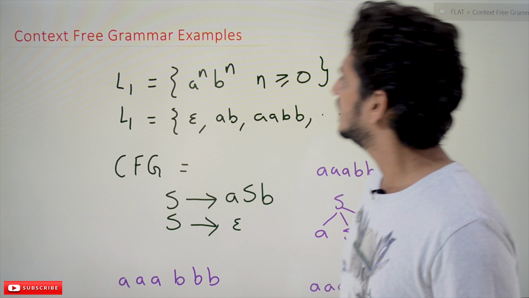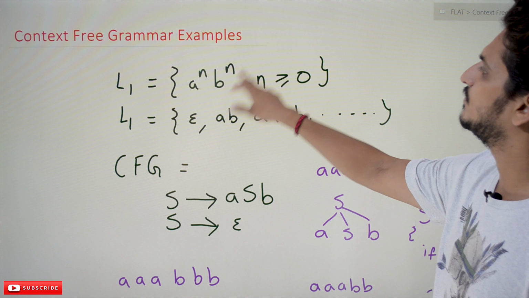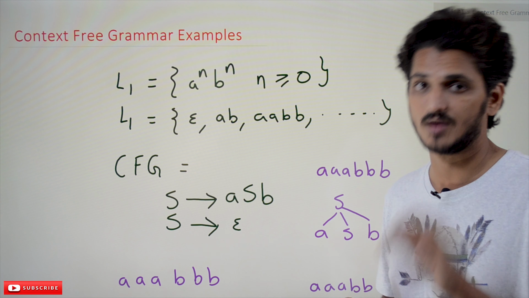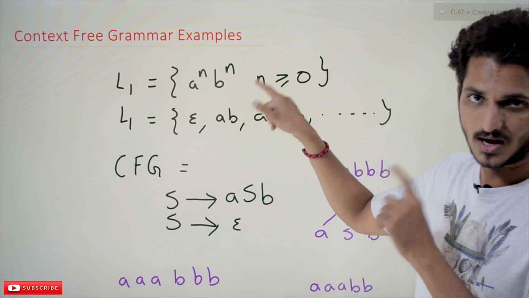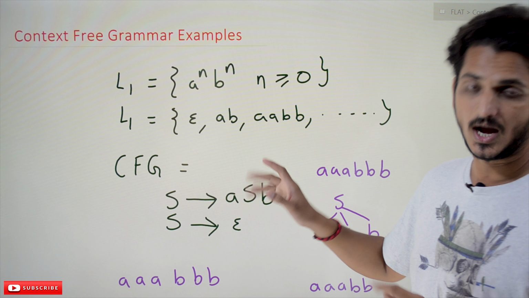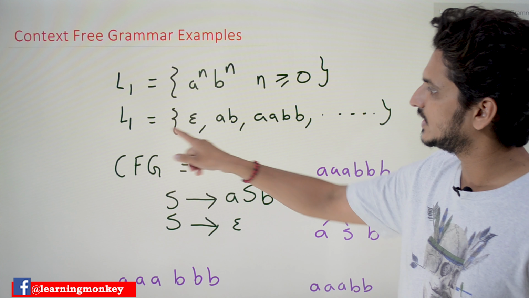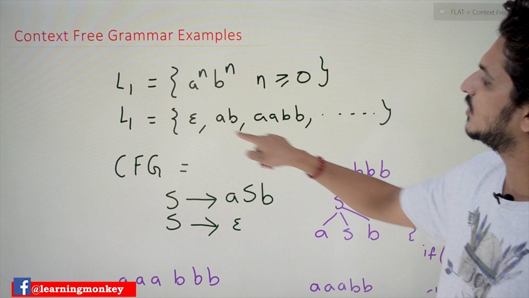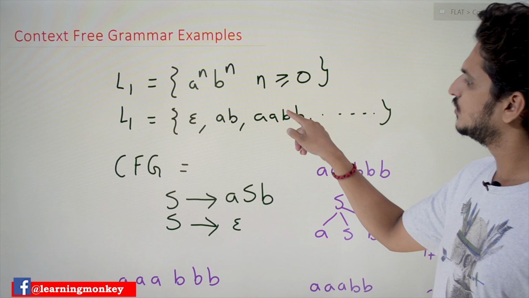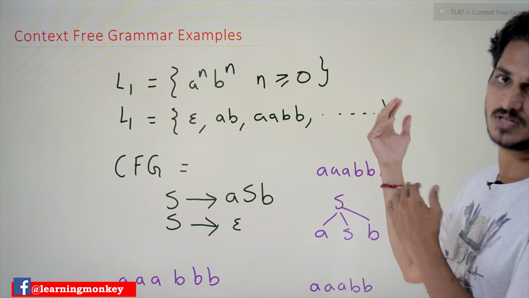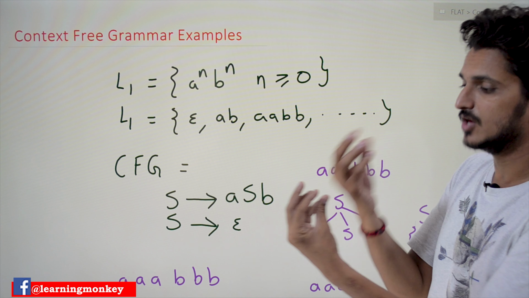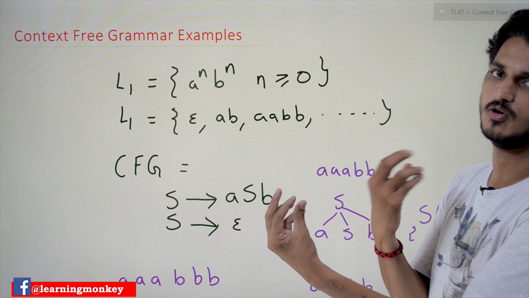Coming to today's class, let's take a language L1 equal to a power n, b power n, where n is greater than or equal to 0. This is a language for which we cannot write a regular grammar. It is not a regular language, but we can write a context-free grammar for it, and we call it a context-free language. L1 is a set of strings. If n is equal to 0, epsilon. If n is equal to 1, ab. If n is equal to 2, 2 a's, 2 b's. 3 a's, 3 b's, and so on. So here we have to maintain the count. However many a's are observed before, that many b's have to follow.